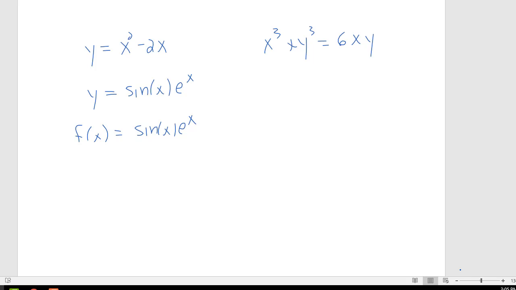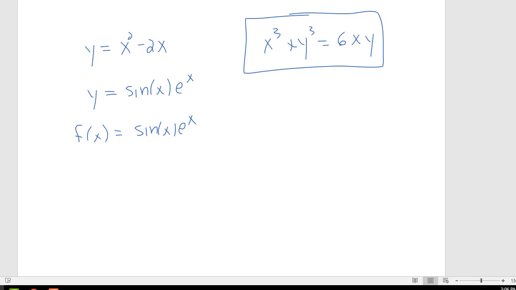So the idea behind an implicit differentiation technique is we want to be able to go ahead and find the rate of change of this curve or the slope of the tangent to that curve. And even though we don't have y as a function of x, we should be able to accomplish finding the rate of change of that curve.